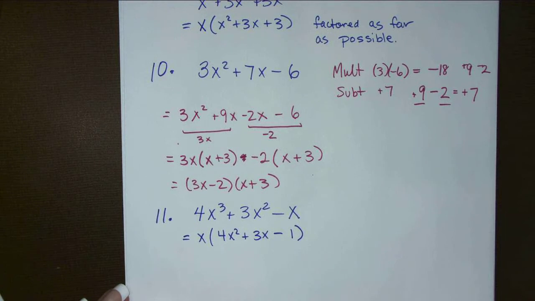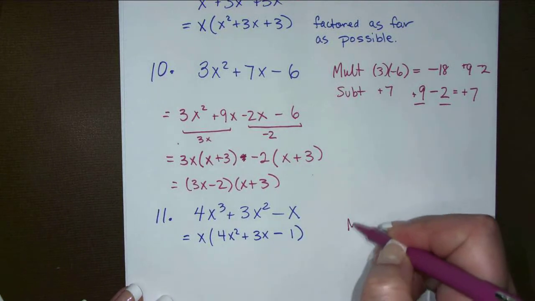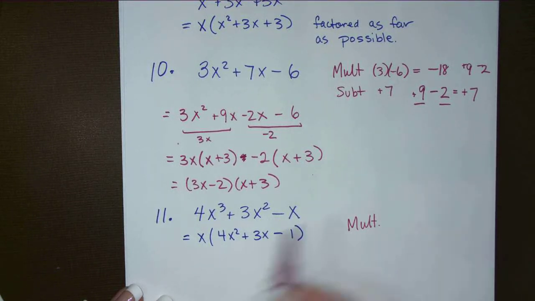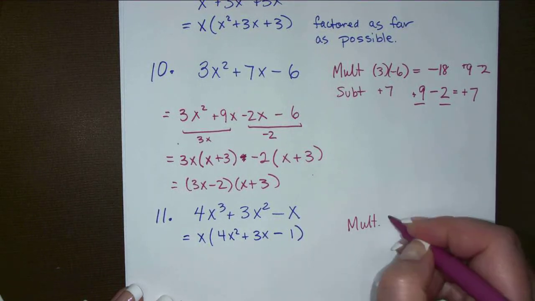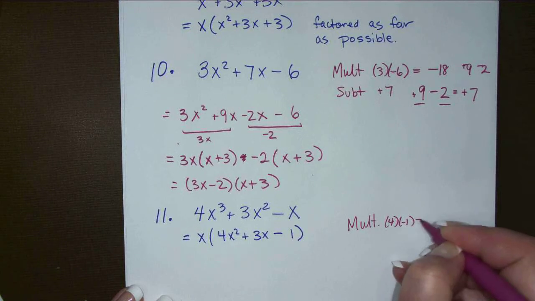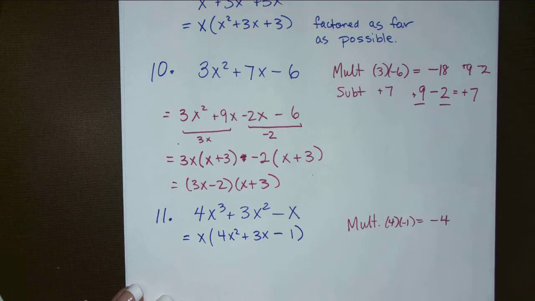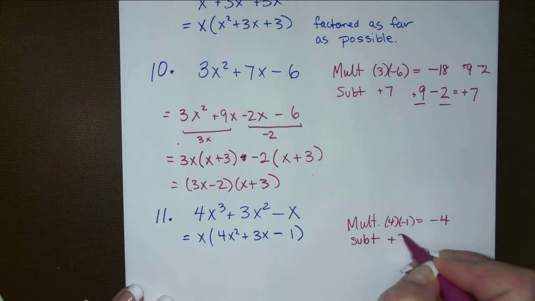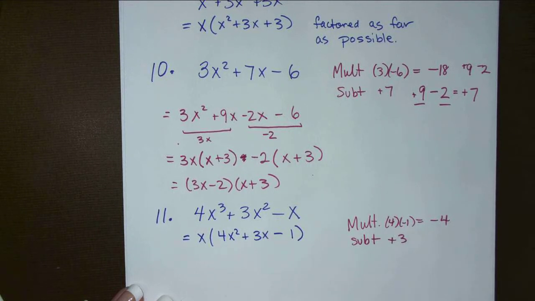So then you say, yuck, that is a 4 in front of the x squared, but we have to try to factor it. So what do we want? Multiply to give minus 4. 4 times minus 1. So we want it to multiply to give minus 4, and we want it to subtract to give positive 3, the middle number. The x is already factored out, so this is partially factored now.